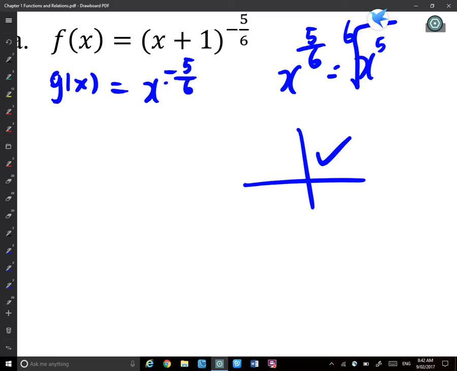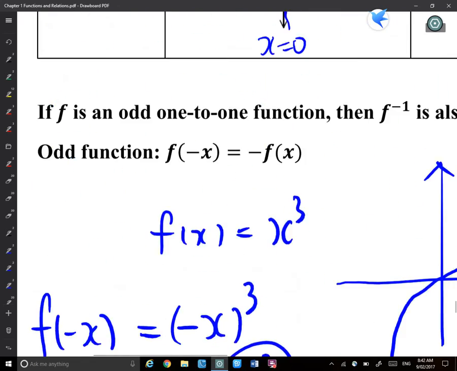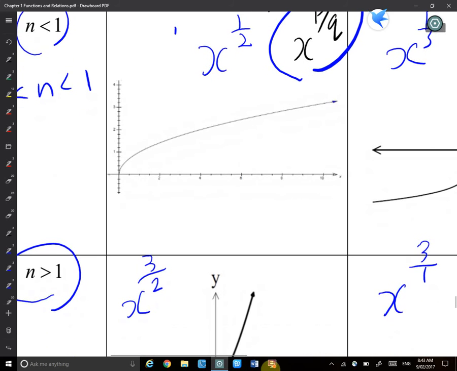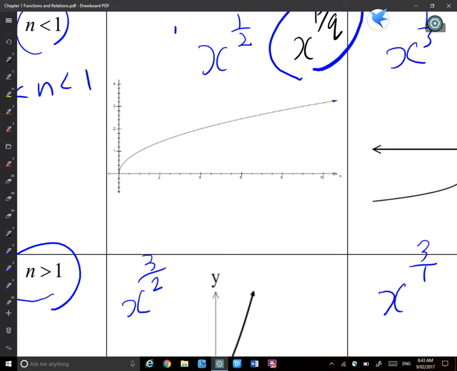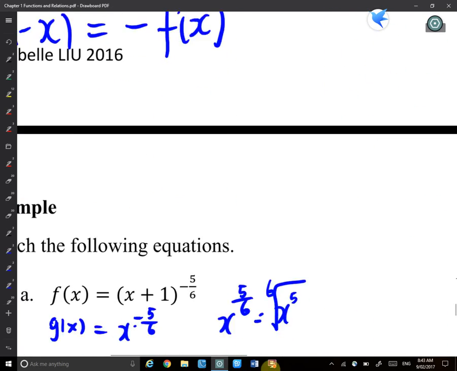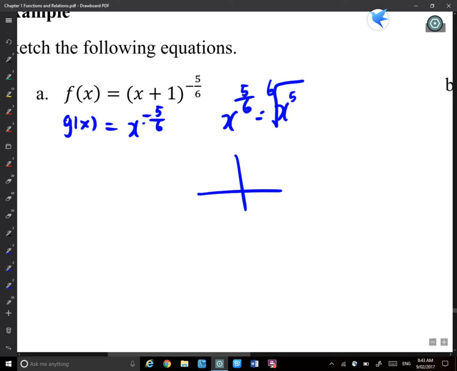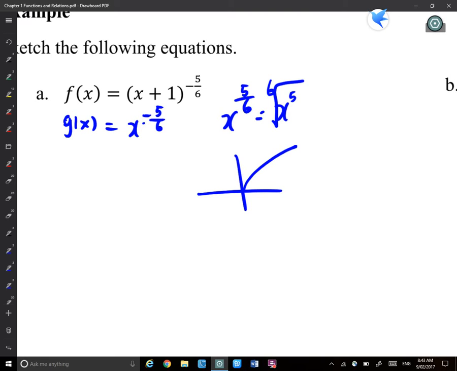So this is the odd over even case. In the odd over even case, the graph is only in the first quadrant, not in the other quadrants. And 5 over 6 is smaller than 1, in between 0 and 1, so your graph will roughly look like this. This is the shape of your graph.